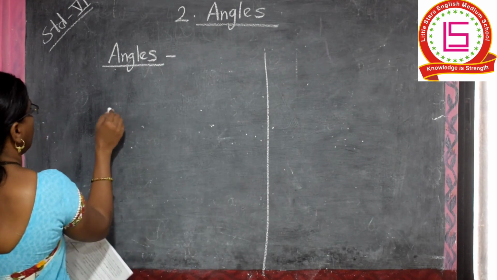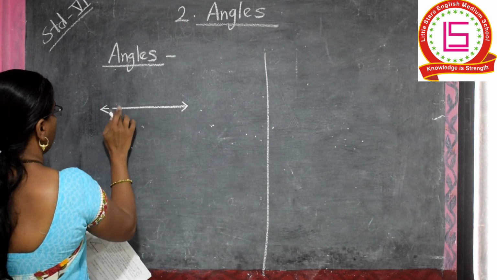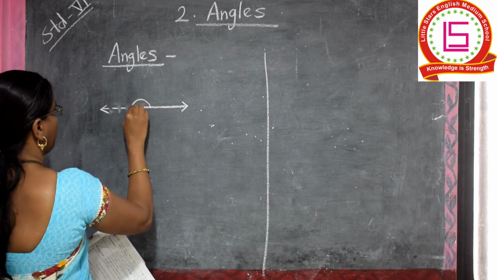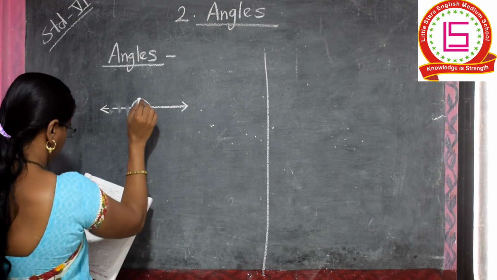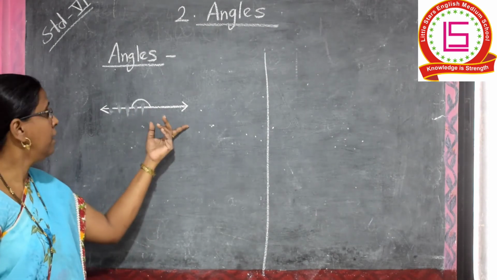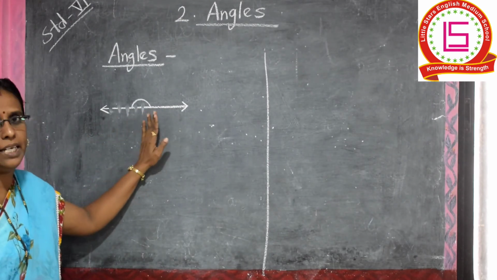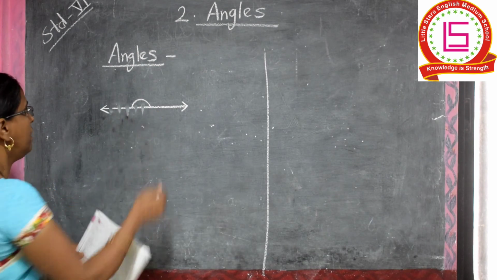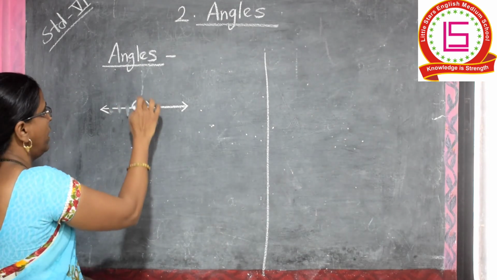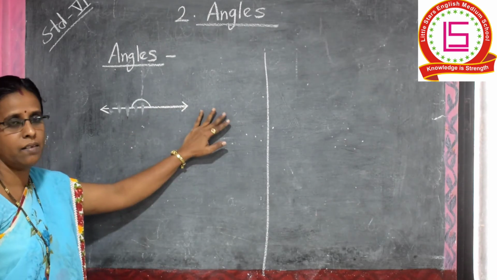Figure E, like this. The angle like this angle, see here in the figure, the angle is exactly 180 degrees. See, 90 up to here and this 90, 90 and 90 is 180. Therefore the angle exactly 180 degrees is called a straight angle.